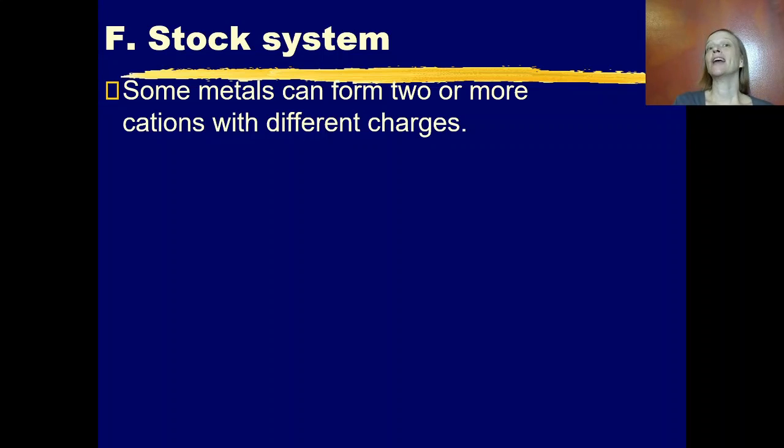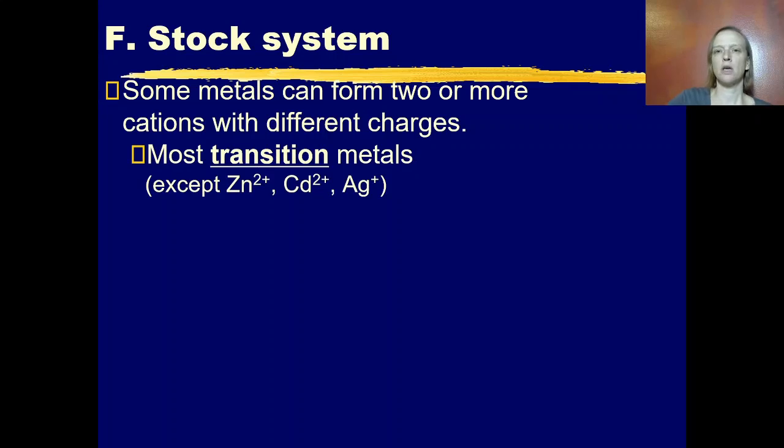Okay, so we learned how to name the simplest ionic compounds, but there are two additional complications we can have when naming ionic compounds and writing their formulas. So we're going to look at one of those next, and this is called the stock system. We have to use the stock system because some metals can form two or more cations with different charges.